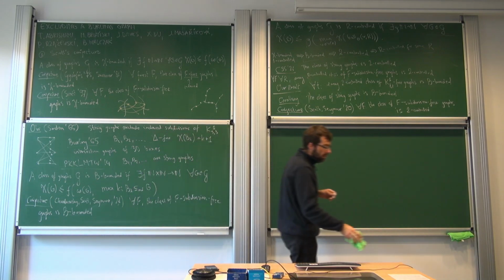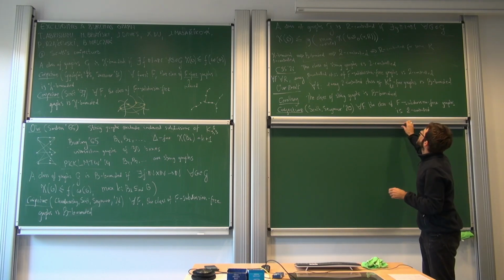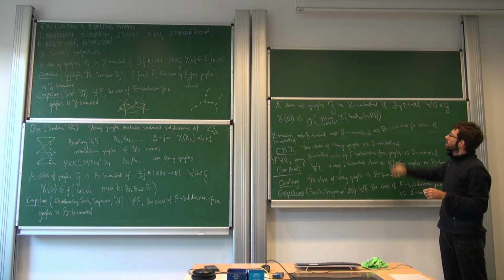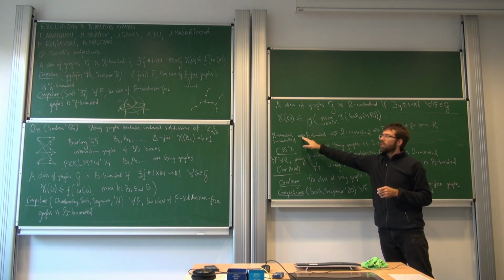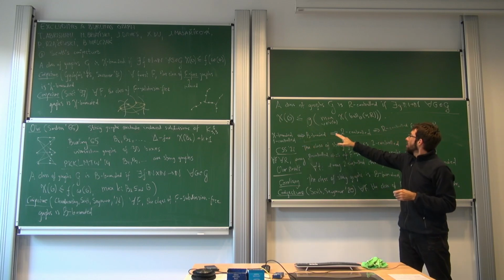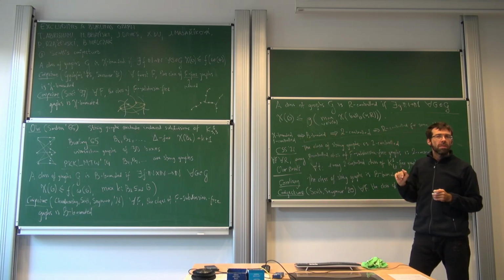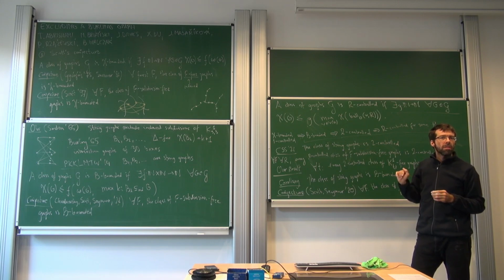Yeah, that's an interesting question. I don't know whether this is a proper implication, but we don't know whether any of these, this of course is a proper implication, but this I don't know either. It might happen that every two-controlled class of graphs is unbounded.